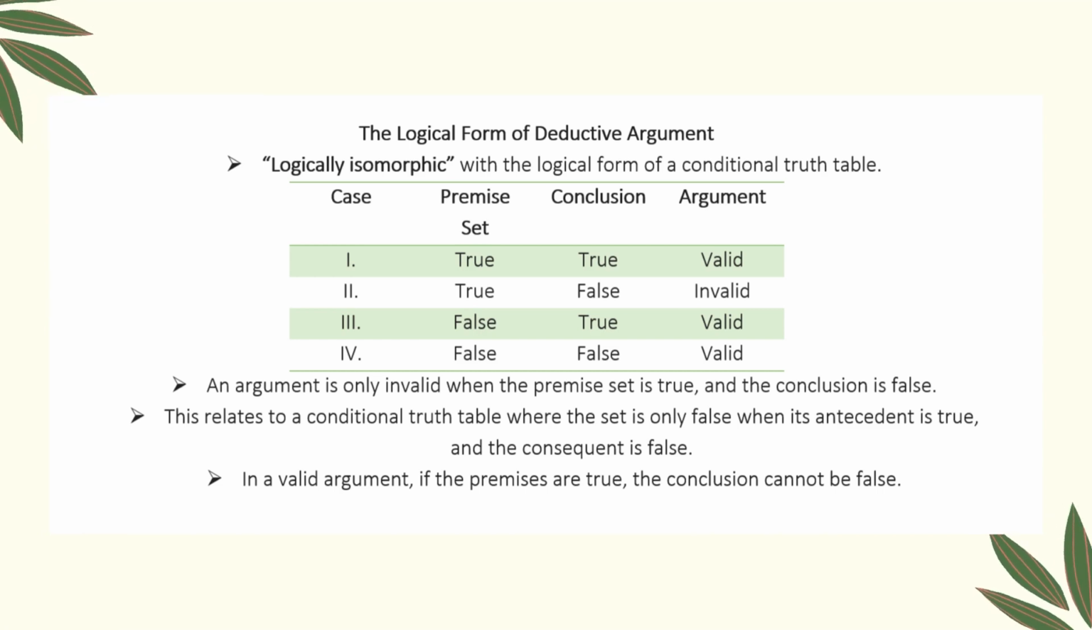In short, an argument is only invalid when the premise set is true and the conclusion is false. This relates to a conditional truth table where the set is only false when its antecedent is true and the consequent is false. In a valid argument, if the premises are true, the conclusion cannot be false.